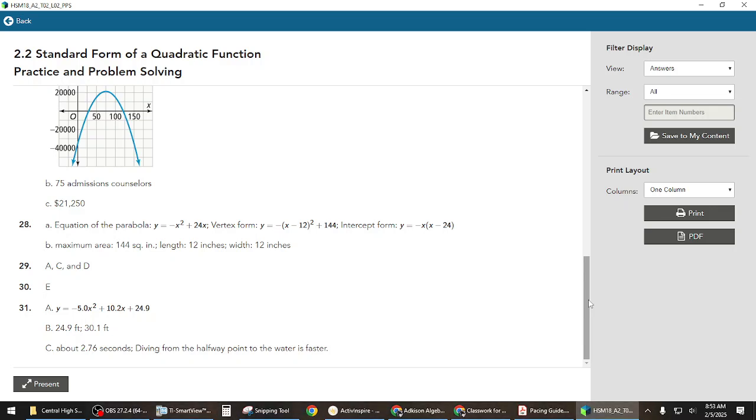And 28, vertex form, y equals negative x minus 12 squared plus 144. And your maximum area is 144 square feet for a length and width of 12. How'd that one go?